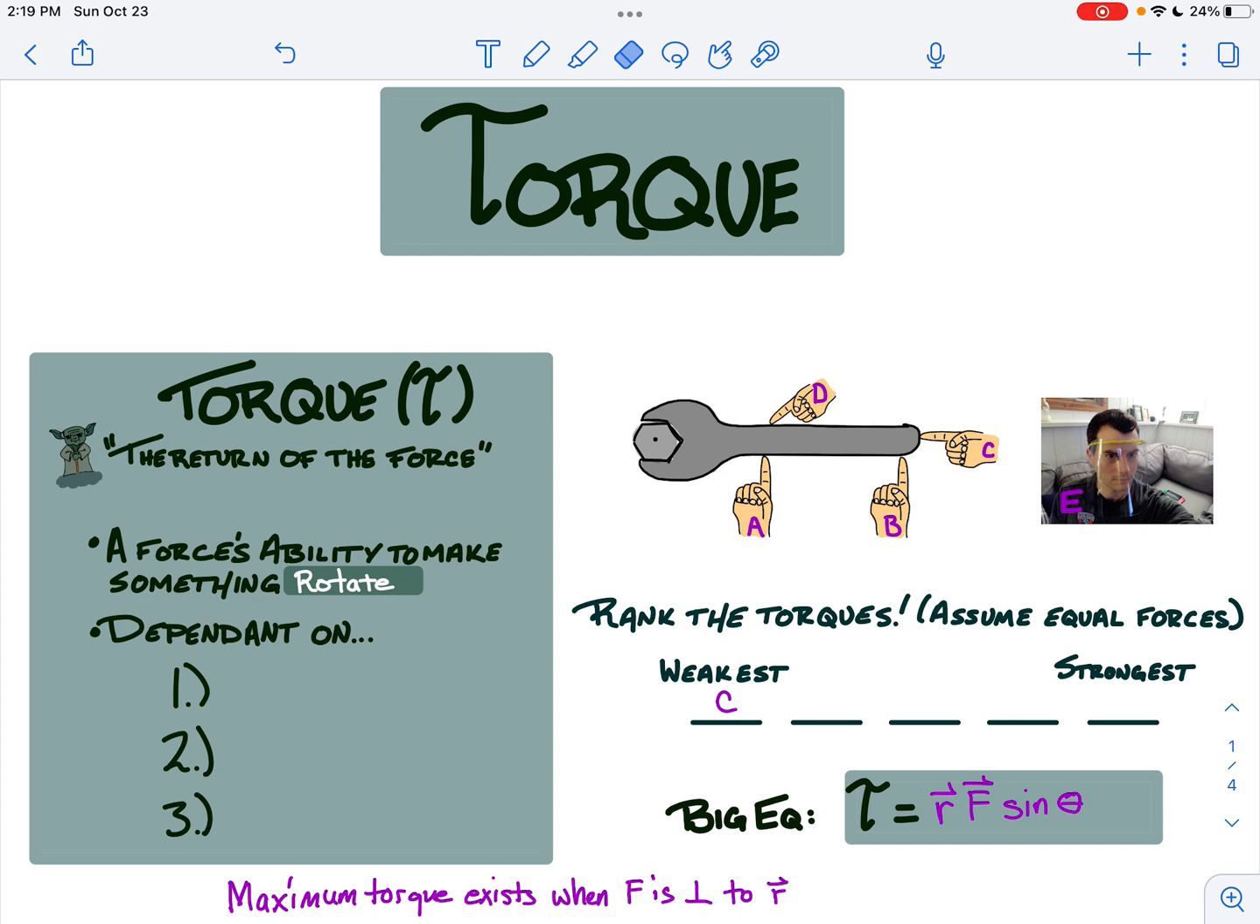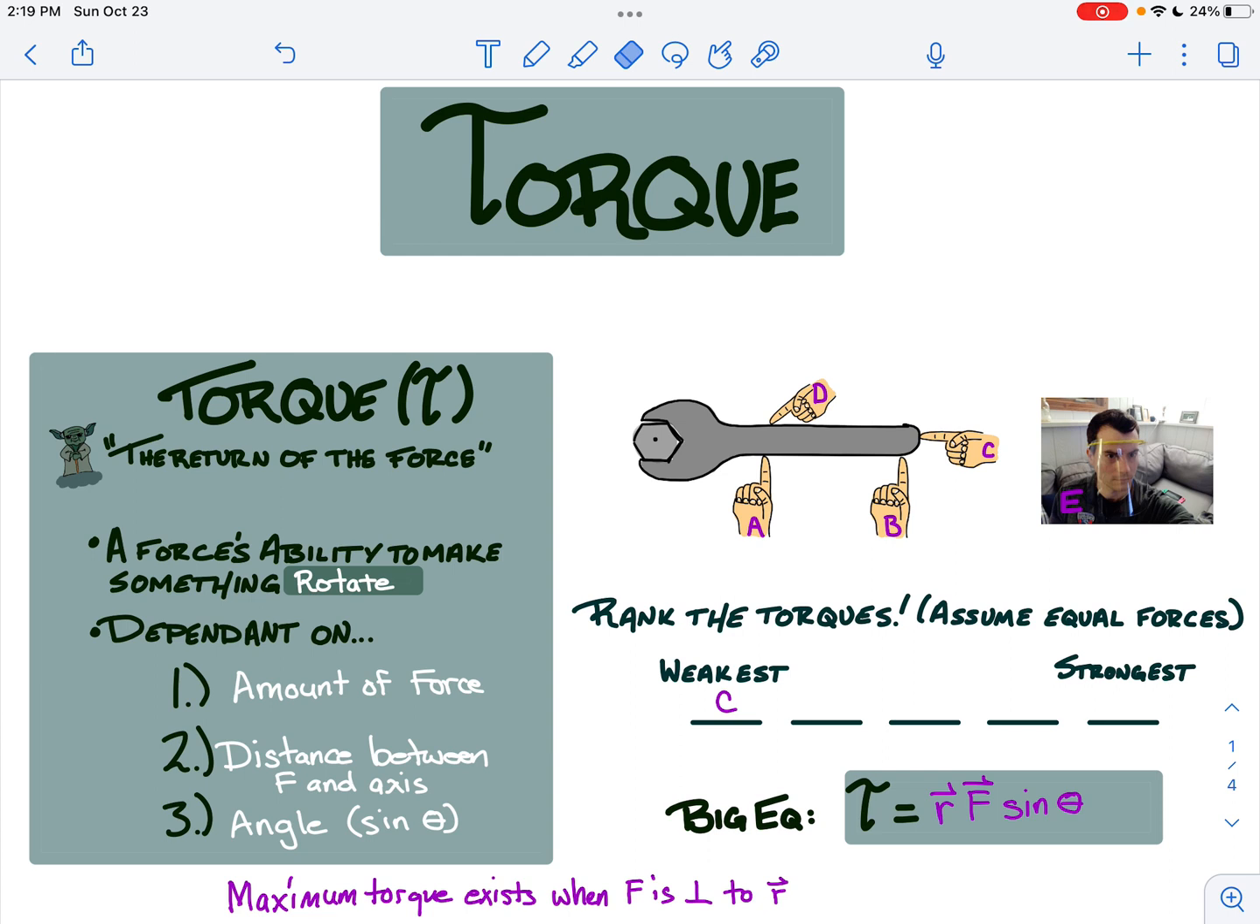That means that torque depends on three things. First, it depends on the amount of force. More force gives you more torque. Second, it depends on the distance between F and the axis of rotation. That distance we call R. Lastly, it depends on the angle in between R and F. The maximum torque exists when F is perpendicular to R, in other words, a 90-degree angle. Minimum exists when the force is in the same direction as R, directly away from the axis or directly toward the axis. So 90 degrees gives you a maximum torque.